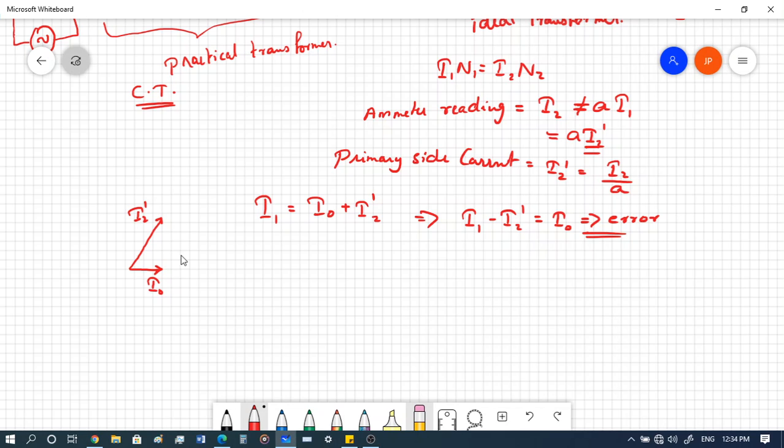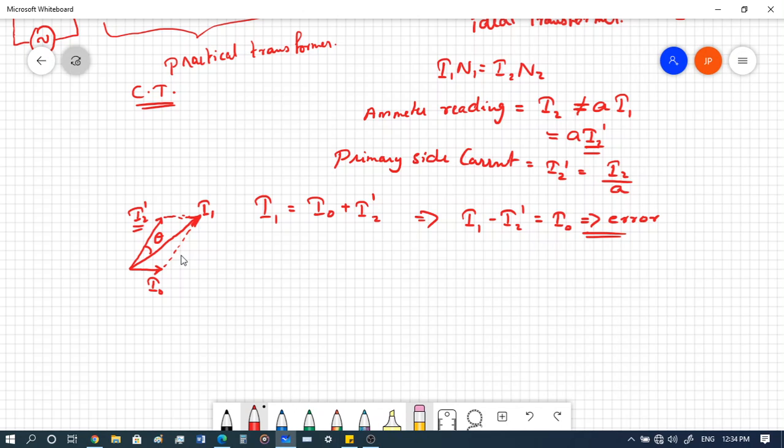Therefore, if we connect these two phasors, the vector sum of these two phasors gives you I1 in this direction. Here you can see that the magnitude of I1 is also greater than I2 dash, and definitely there is a small phase angle difference. Let's call it theta. So there is a small phase angle difference over here between I2 dash and I1.